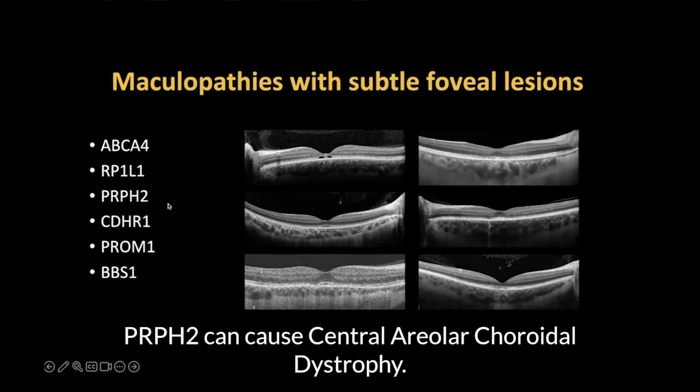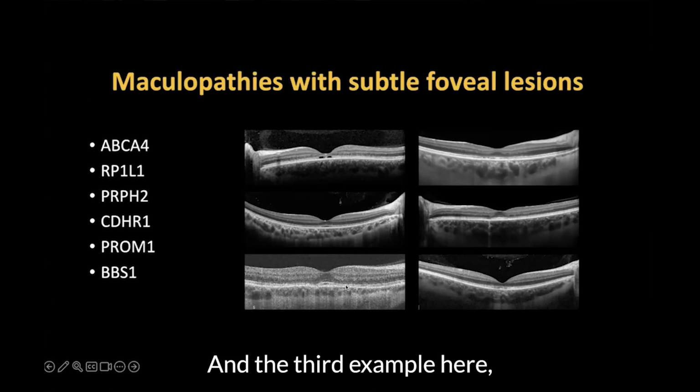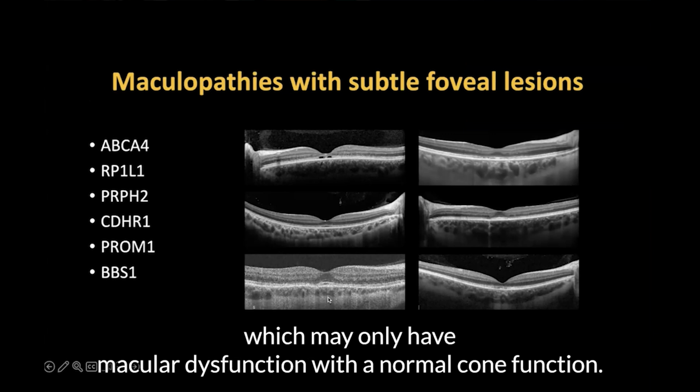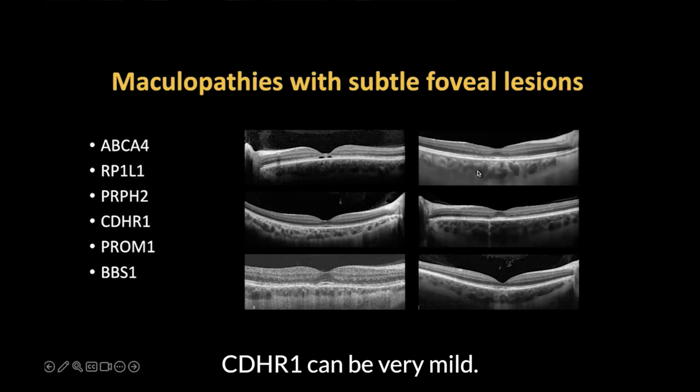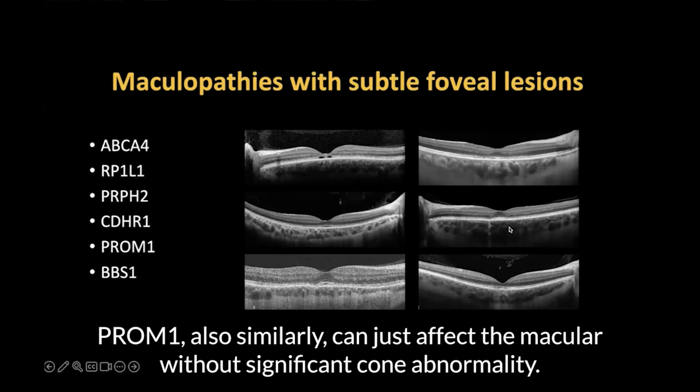PRPH2 can cause central areolar choroidal dystrophy in the third example here, which may only have macular dysfunction with a normal cone function. CDHR1 can be very mild. PROM1 also similarly can just affect the macula without significant cone abnormality.